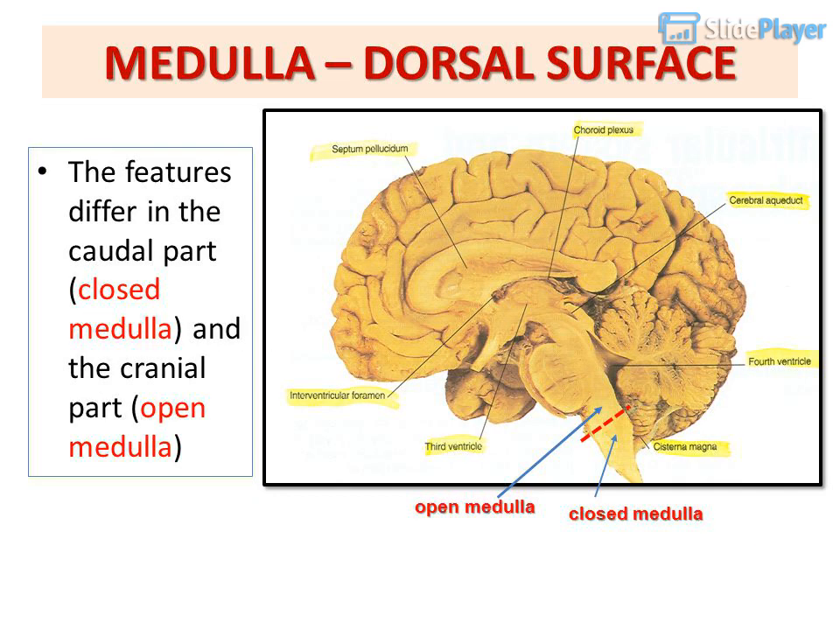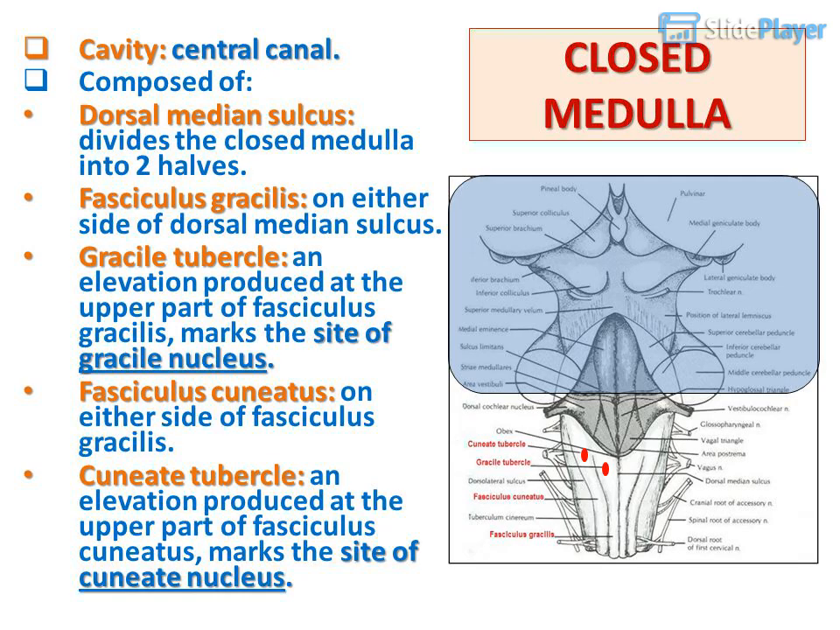Medulla, dorsal surface. The features differ in the caudal part, closed medulla, and the cranial part, open medulla. Closed medulla, cavity, central canal, composed of dorsal median sulcus, divides the closed medulla into two halves. Fasciculus gracilis, on either side of dorsal median sulcus. Gracile tubercle, an elevation produced at the upper part of fasciculus gracilis, marks the site of gracile nucleus.